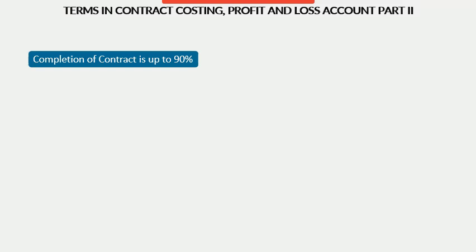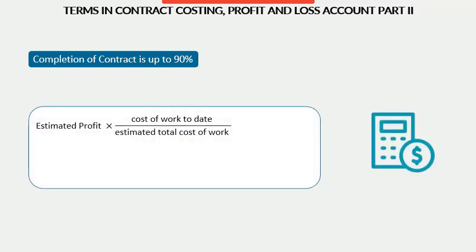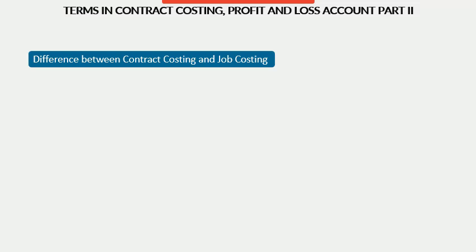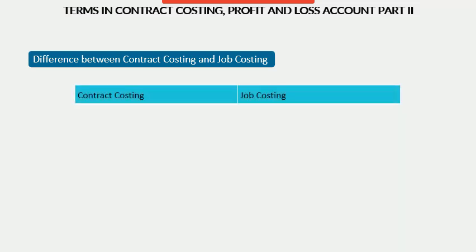Completion of contract is up to 90%. Estimated profit multiplied by cost of work to date divided by estimated total cost of work. Or, estimated profit multiplied by cost of work to date divided by estimated total cost of work multiplied by cash received divided by work certified. What are the differences between contract costing and job costing?